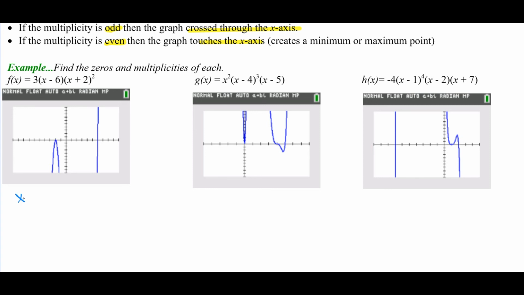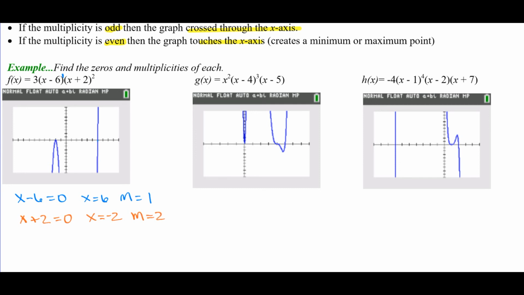Next, I have x minus 6, so I'm going to set the x minus 6 equal to 0, and I get x equals 6. The exponent here would be a 1, so my multiplicity, we're going to use capital M to represent multiplicity, is 1. Next I have x plus 2 squared, so I'm going to take the x plus 2, set that equal to 0. I get x equals negative 2. The multiplicity on that is going to be 2.